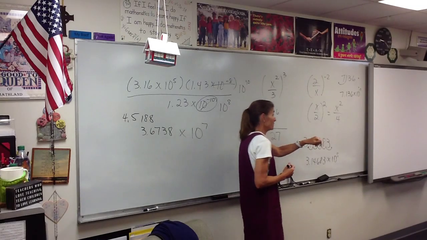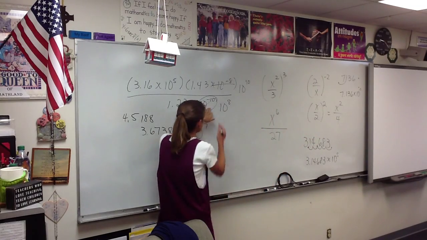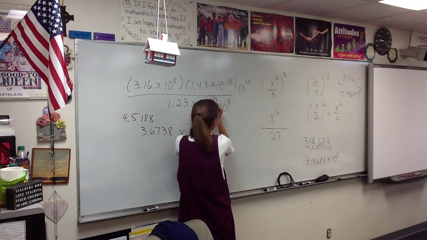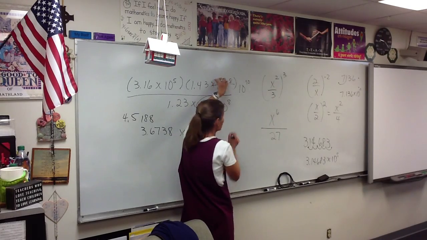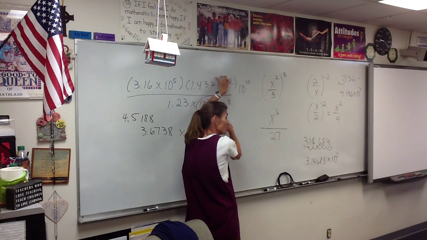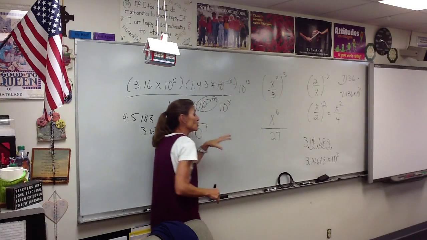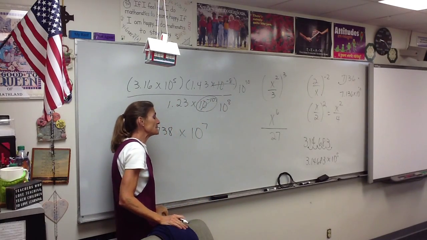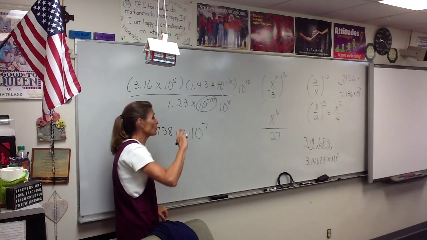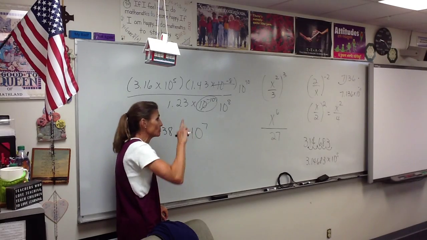Well, if it's in the bottom, it goes to the top. So this went to the top because it was in the bottom. This went to the bottom because it was in the top. Yep, you switch it. Anytime you have a negative exponent, you're going to switch it. Wherever it is, it goes the other place.